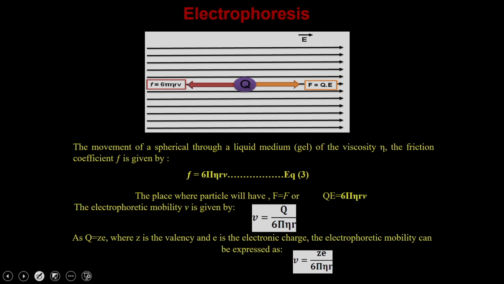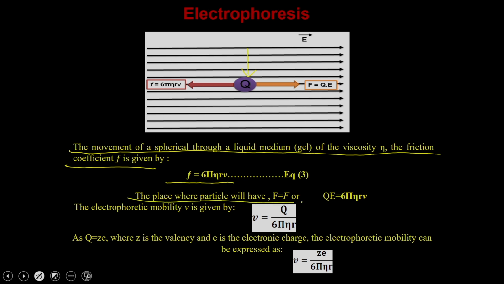Now, let us imagine that this molecule stops making any kind of movement. The place where the particle will have both these forces equivalent is the place where the molecule is going to stop moving, and at that place QE, the electrophoretic force, and the frictional force are going to be equal.